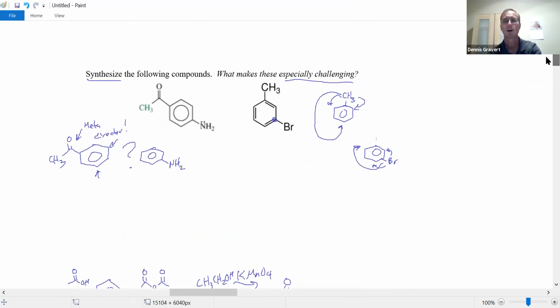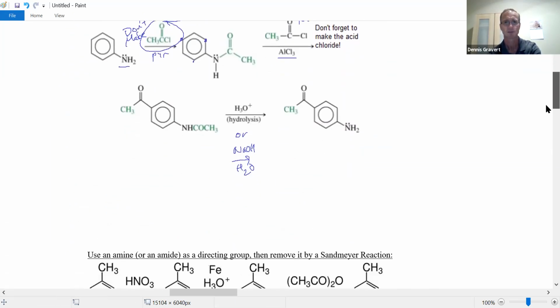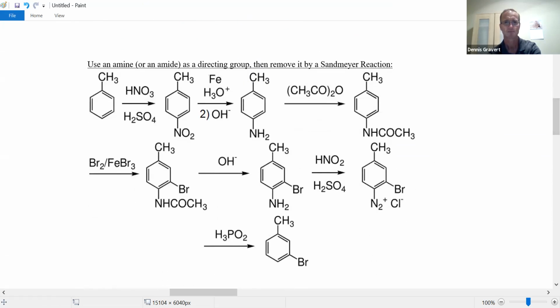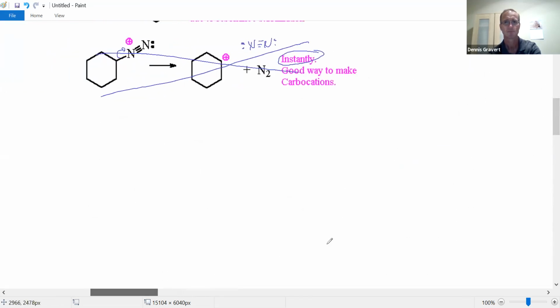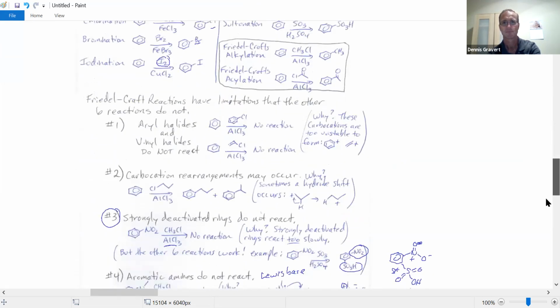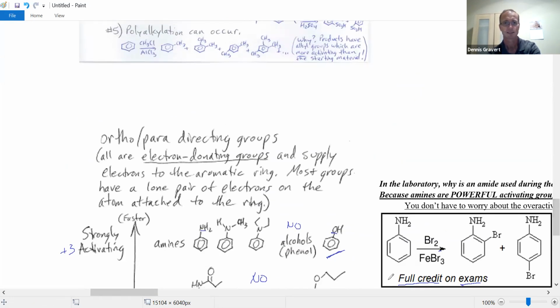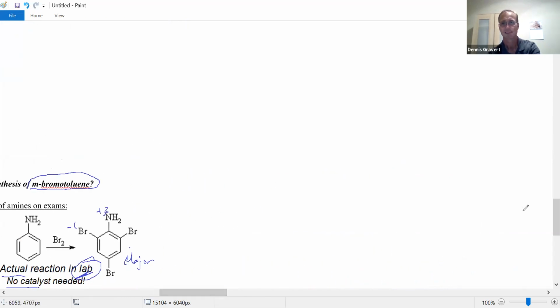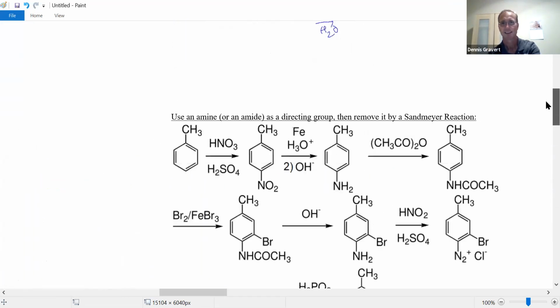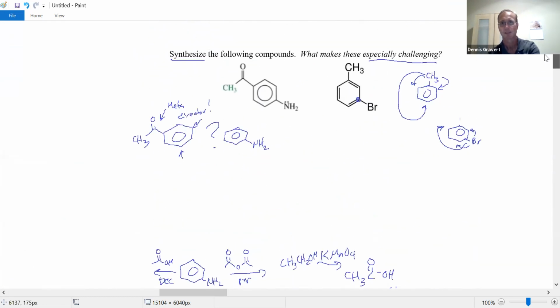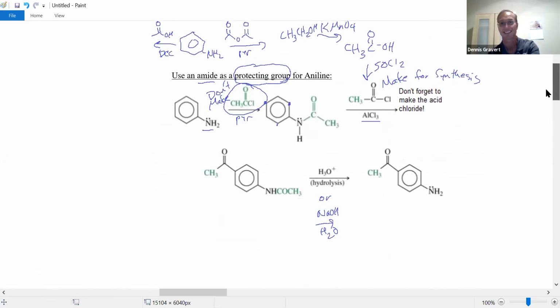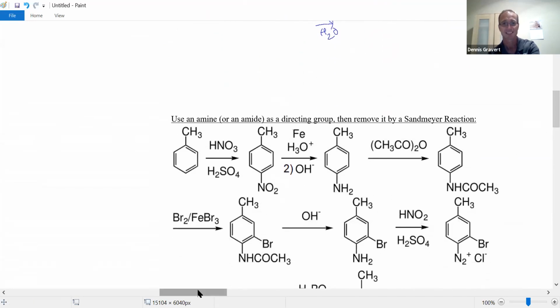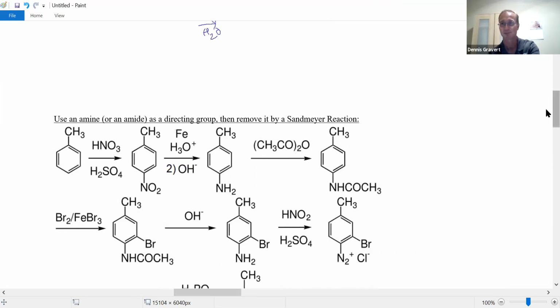Okay, what was the other molecule? Oh, that's right. This is meta-bromotoluene. Is that the name of the molecule over here? Yes, yes, it was. Okay, so I got things out of order. Yeah, meta-bromotoluene. Okay. That's this molecule right here, meta-bromotoluene. Okay, so we're going to use amide again. Here is the synthesis of meta-bromotoluene.